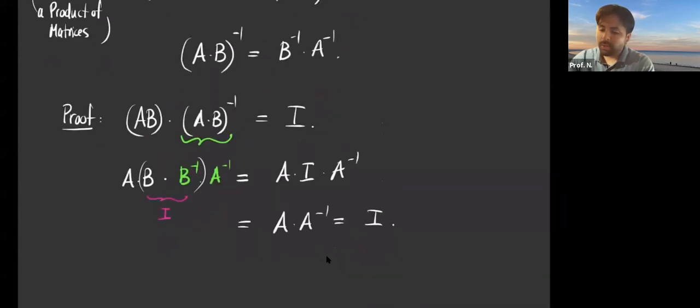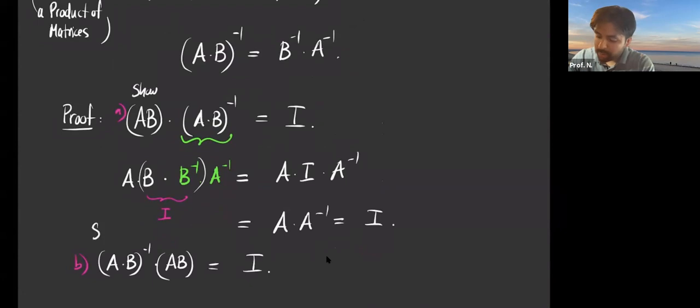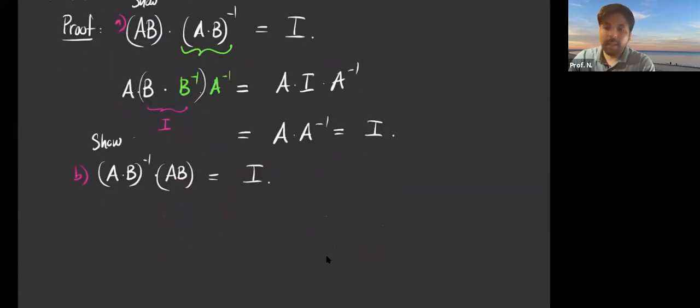Now, what if I do it the other way? So this is part A. I have to also show the other way, right? If I multiply the inverse first on the left side by AB, I have to show that it just gives me the identity. So I must show this. Okay. If that's the case, then what? This will equal what? B inverse times A inverse times A times B. Do you see how we get the same kind of result?